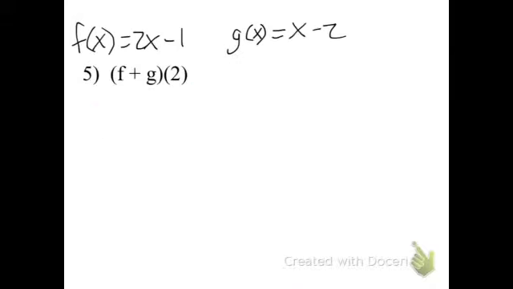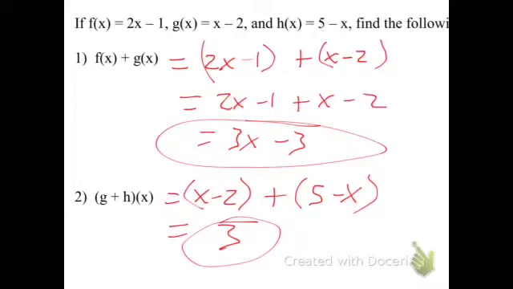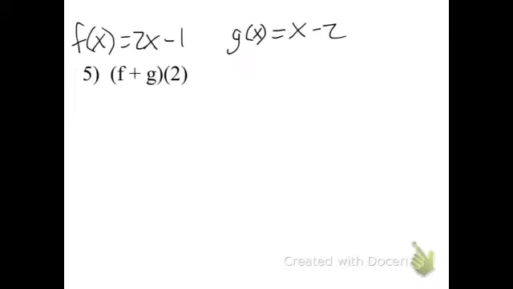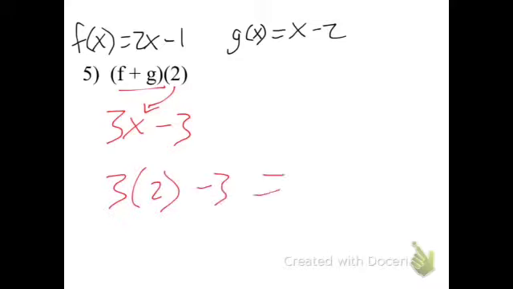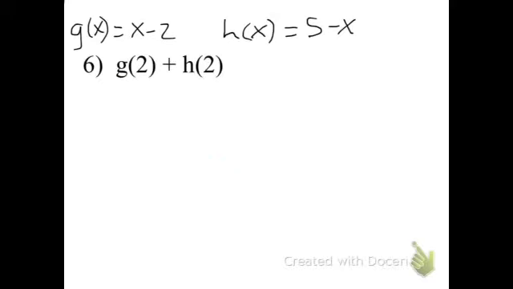Ta-da! Moving on to 5, you've got to take f of x and add g of x. We actually already did that for number 1. You got 3x minus 3. Now, when you see this stuff after the function name, that means you take that number and put it in for x. It's evaluating. So that goes in for x. You've got 3 times 2 minus 3. 3 times 2 is 6, minus 3 gives you 3. The end for 5.